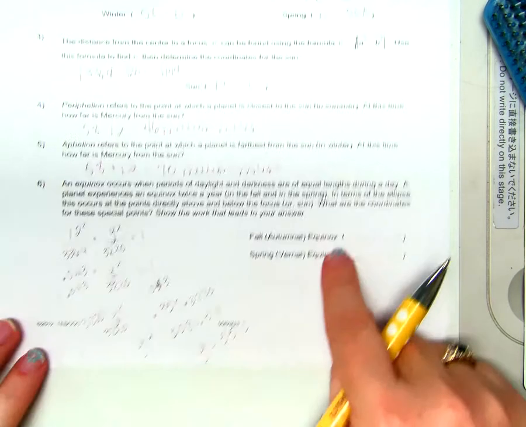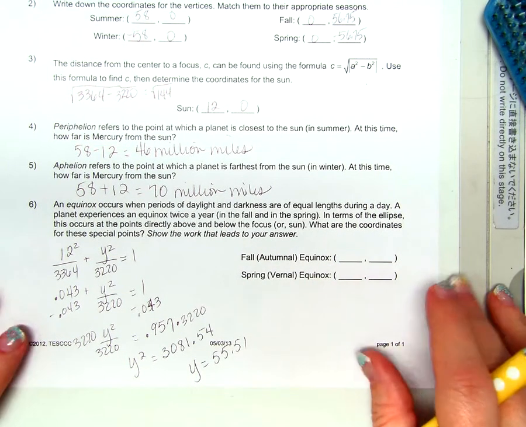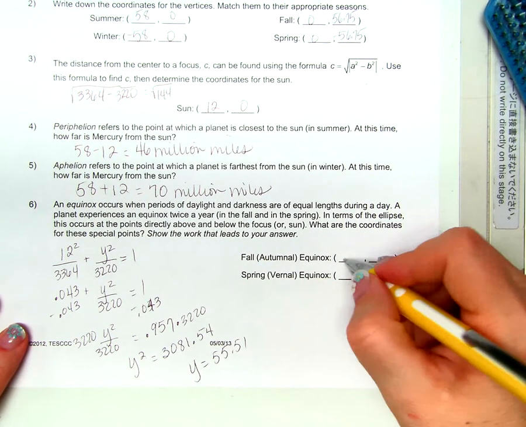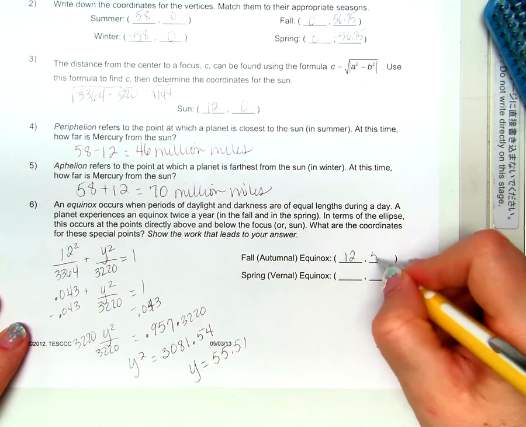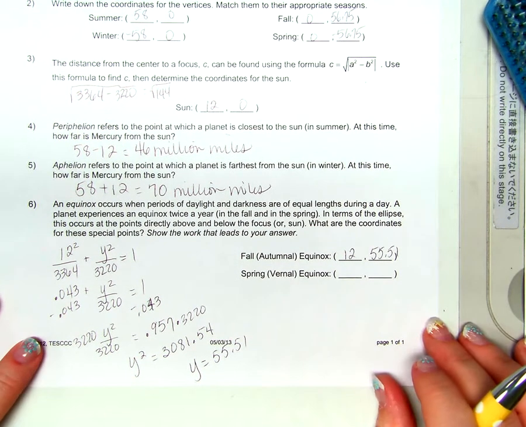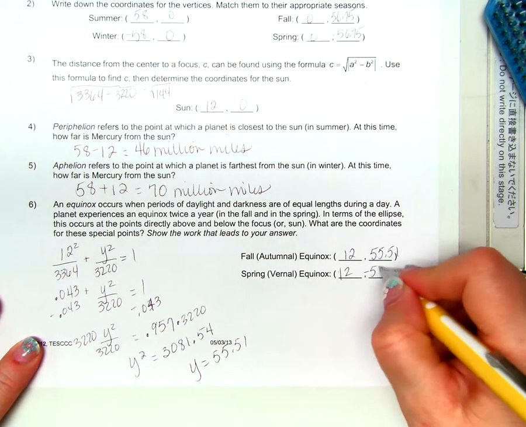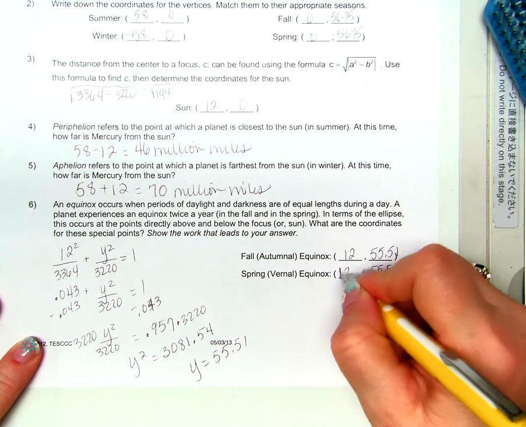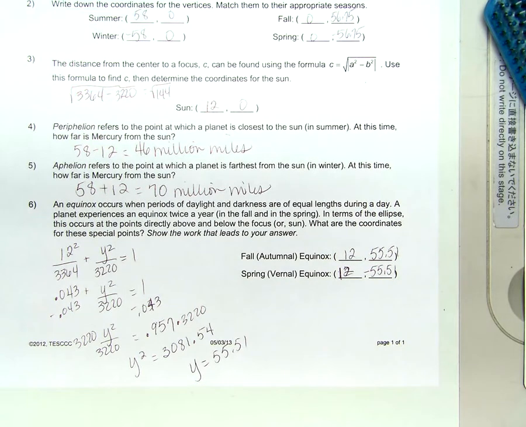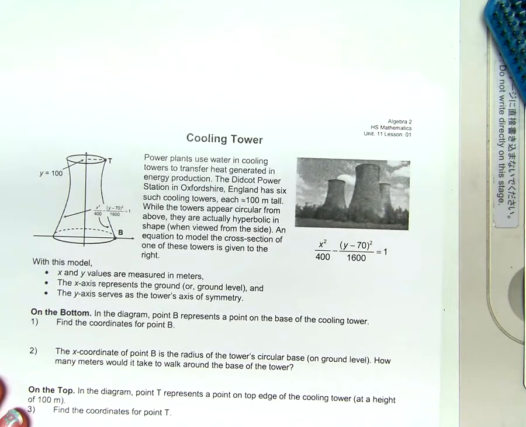So then tell me what fall is. Tell me the location of fall. And tell me spring. Just regular 12, but negative 55.51. Any questions about that? Okay, make sure you do the back before you come tomorrow. I mean Monday.